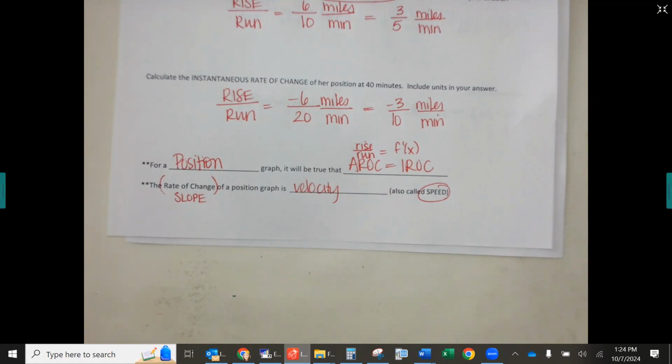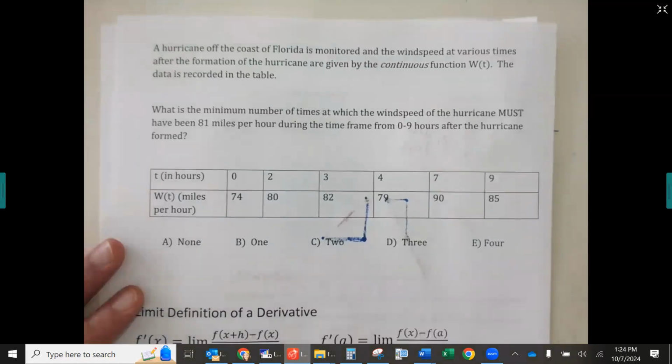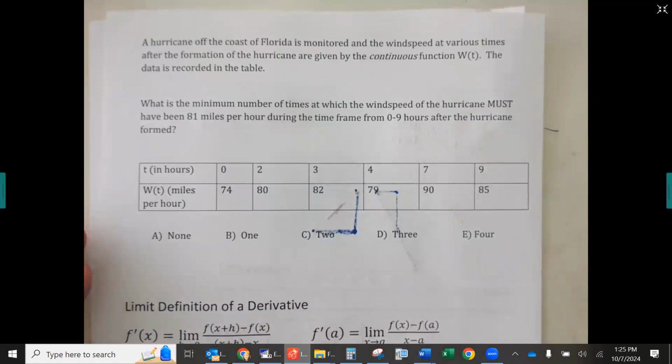All right. One other little question here. This is kind of a common sense question, but it's a little wordy, just like the one on your CIA. So it says, a hurricane off the coast of Florida is monitored, and the wind speed at various times in the formation of the hurricane are given by the continuous function W of t. So at 0 hours, your miles per hour for your wind was 74. Then it went to 80. Then it went to 82, 79, and so on. Okay, it says, what is the minimum number of times that the wind speed must have hit 81 miles per hour? Okay, let's just count.